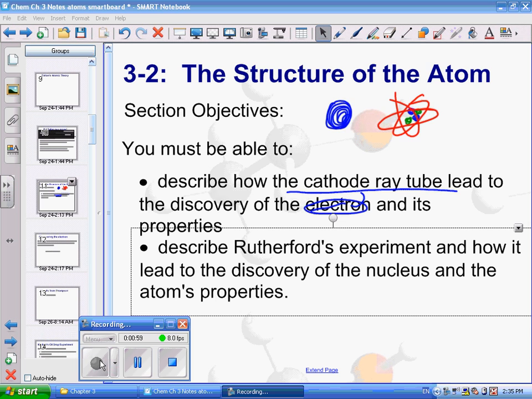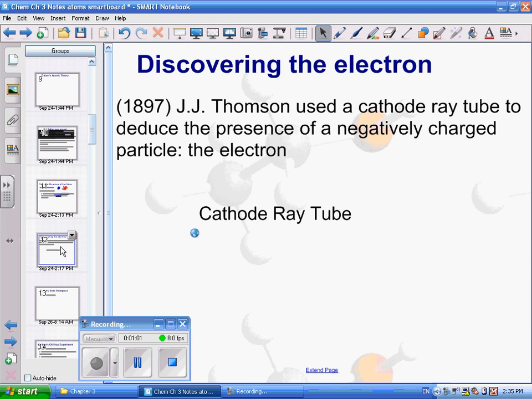Okay, so the next slide, discovering the electron in 1897, and that's a good perspective. Before 1900, a gentleman by the name of J.J. Thomson, it says, used the cathode ray tube to deduce the presence of a negatively charged particle, which eventually was called the electron. Now, just to give you an idea, the cathode ray tubes right now are the old tube TVs. So you might have one of these tube TVs in your house. It's a non-plasma, non-flat screen TV. They're kind of big and they're very heavy.